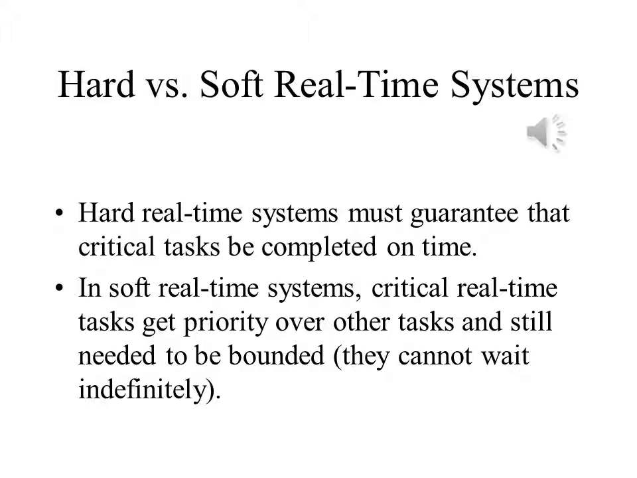Real-time systems can be categorized as hard real-time or soft real-time. Hard real-time systems require that all critical tasks must be completed on time, meeting whatever deadlines are set for them. In soft real-time systems, critical real-time tasks get priority over other tasks and still need to be bounded. They cannot wait indefinitely, but there is greater flexibility in terms of the deadlines that they need to meet.